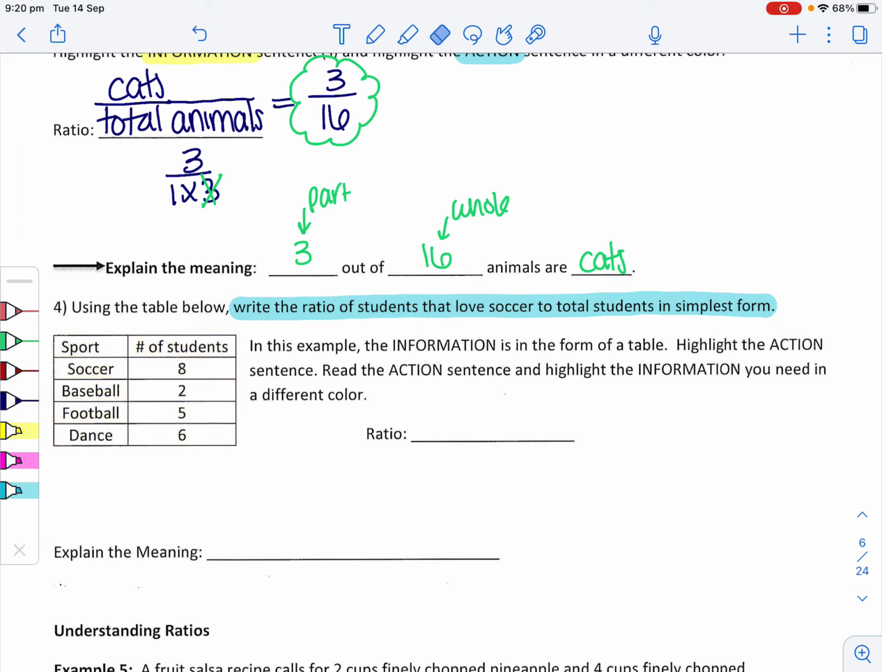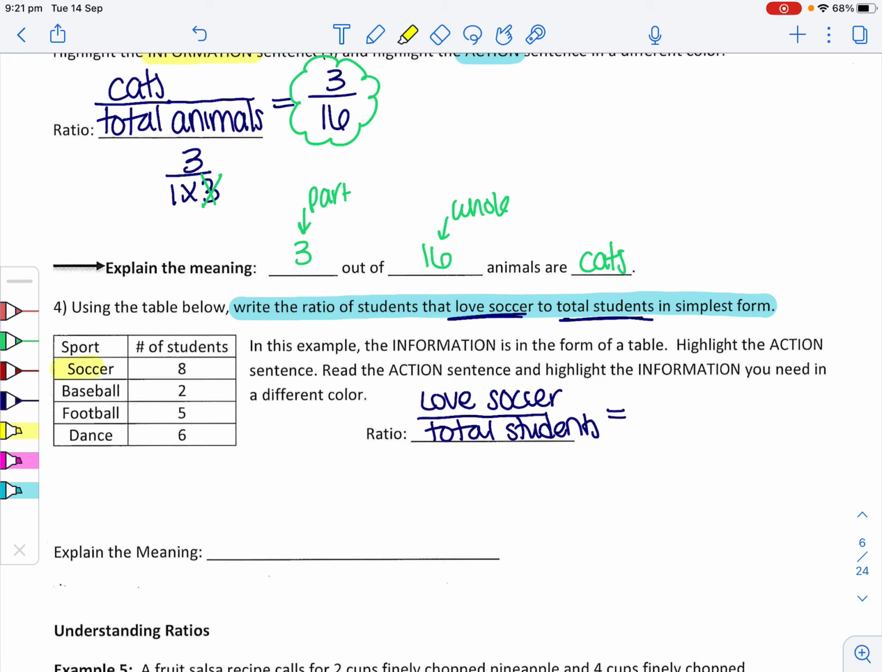So I'm going to erase this yellow highlight really quick. So write the ratio of students that love soccer. So I'm going to have love soccer over total students. Okay, so love soccer comes first, so they go on top. Total students come second, so it goes on the bottom.